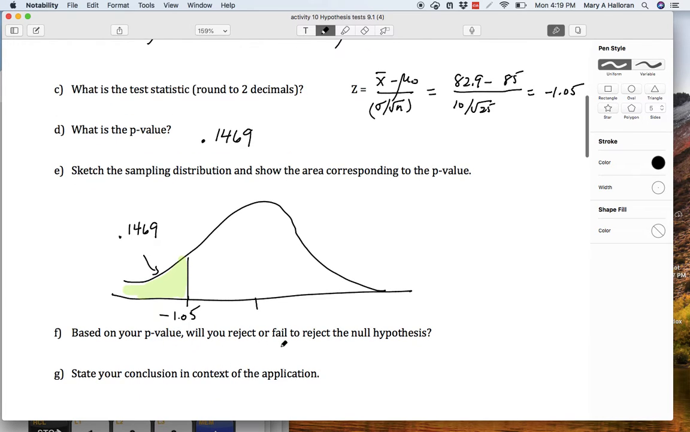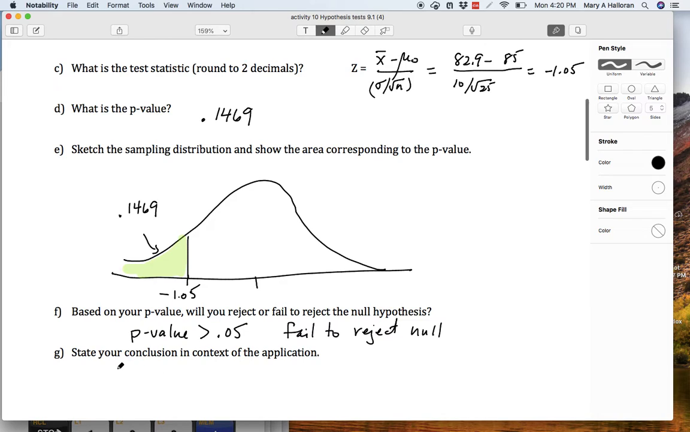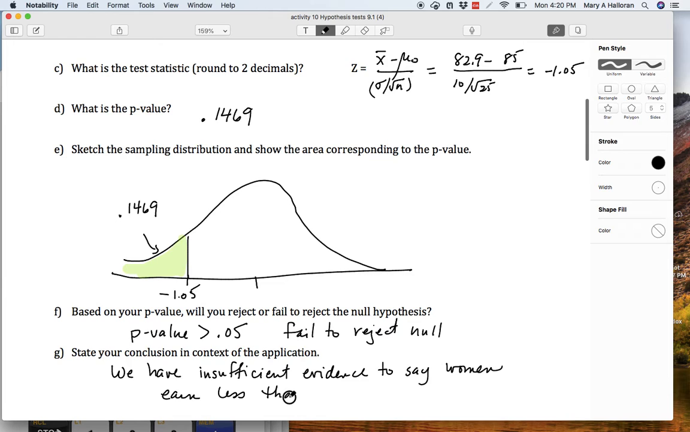So based on your p-value, will you reject or fail to reject? Well, the p-value is greater than our significance level. 0.1469 is greater than 0.05, so we're going to fail to reject the null. And if we fail to reject the null, that means we don't have evidence. We have insufficient evidence to say women earn less than men on average.